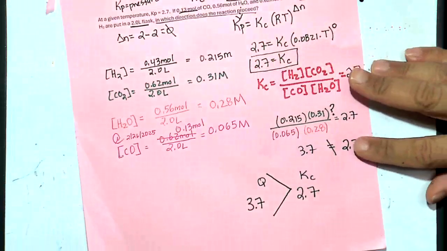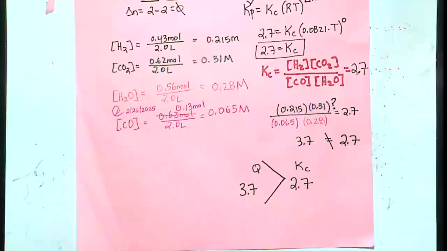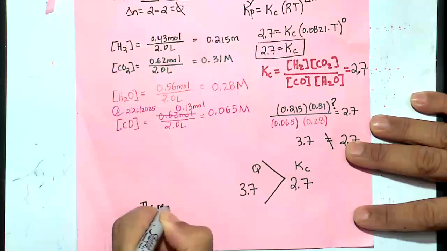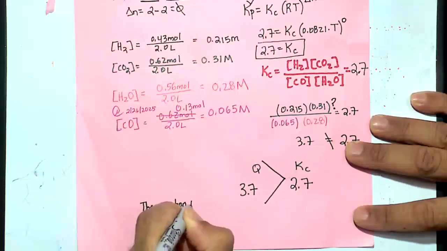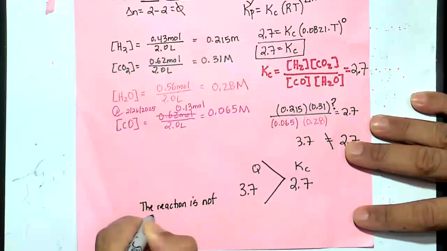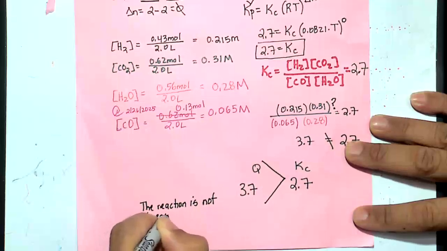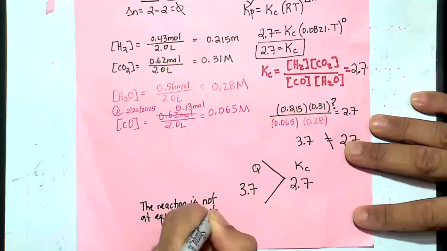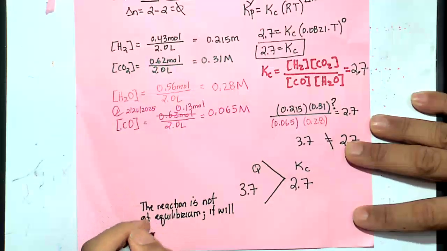So we're not at equilibrium. Where will the reaction shift to get to equilibrium? To the reactant side, or to the left. This is the direction in which the reaction will proceed to get to equilibrium. So we're going to write here: the reaction is not at equilibrium. It will shift to the left, or to the reactant side, to get to equilibrium.